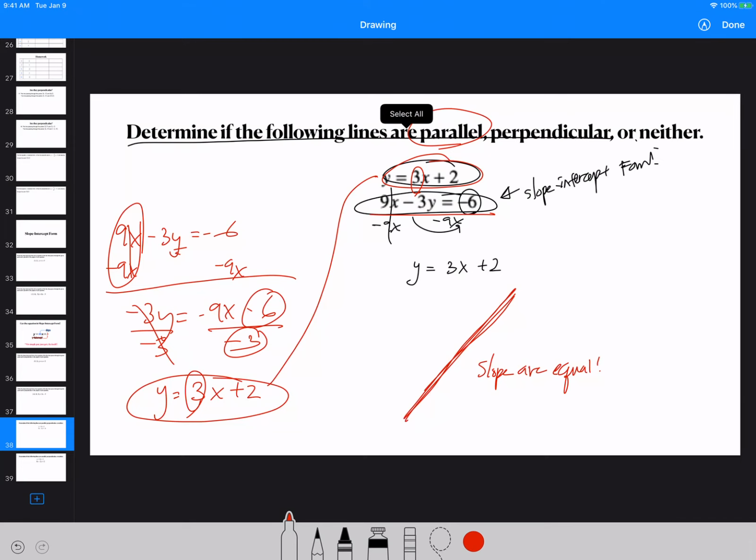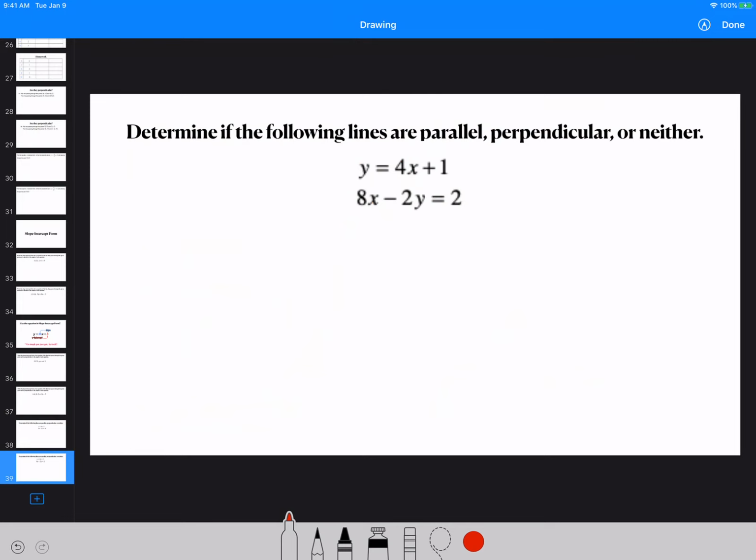Actually, I think that's insufficient practice for now. So let's just try one more and determine if the lines are parallel, perpendicular, or neither. Pause the video right now and try to do this, please.